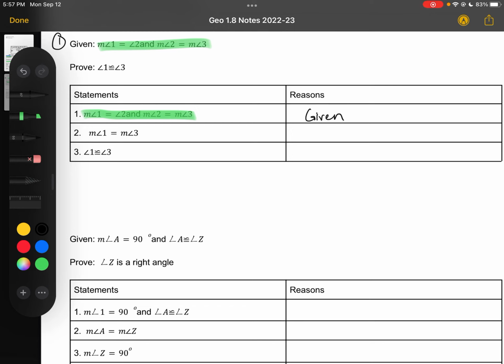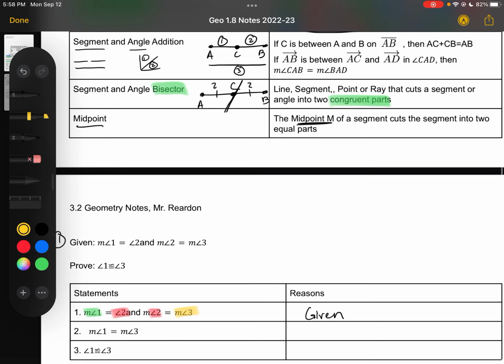Now our second line, they tell us that the measure of angle 1 is equal to the measure of angle 3. So if we go back to where we started, we see angle 1, angle 2, and angle 3. So if 1 is equal to 2, and 2 is equal to 3, then 2 is equal to both 1 and 3.